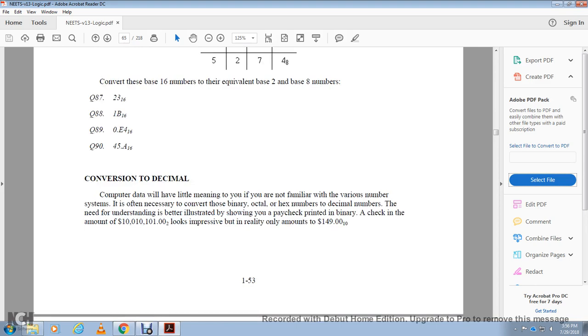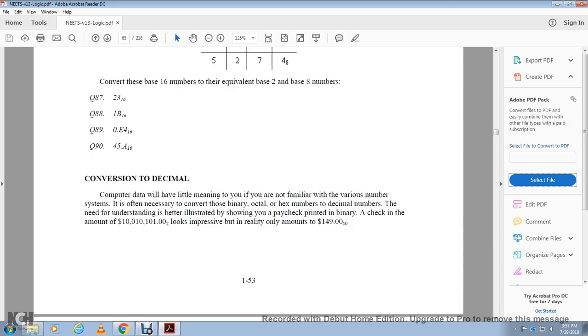Alright, conversion to decimal. Computer data will have little meaning to you if you are not familiar with the various number systems. It is often necessary to convert these binary, octal, and hex numbers to decimal. The need for understanding is better illustrated by showing you a paycheck printed in binary.